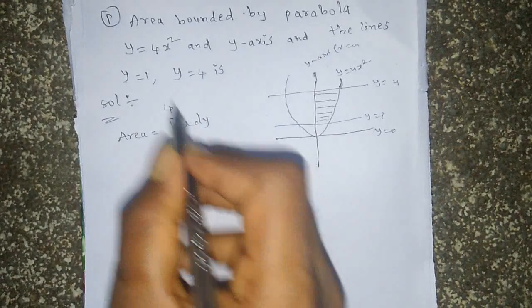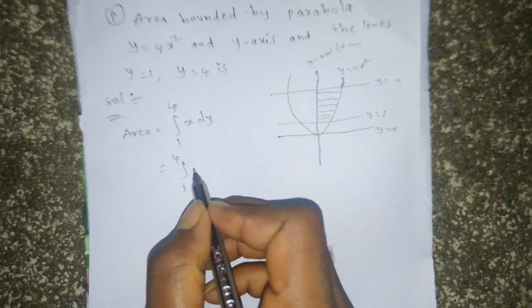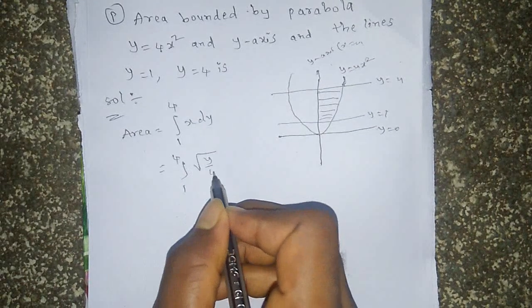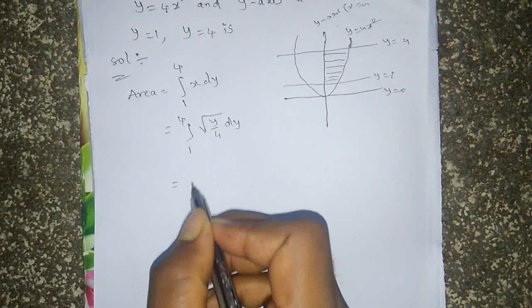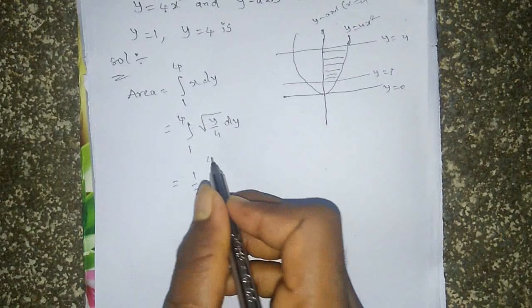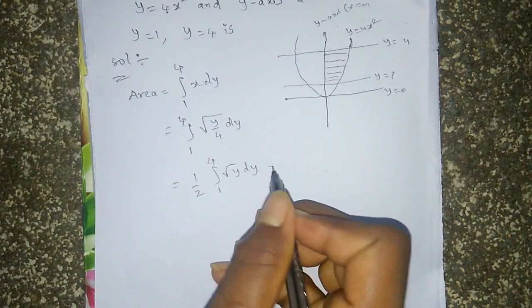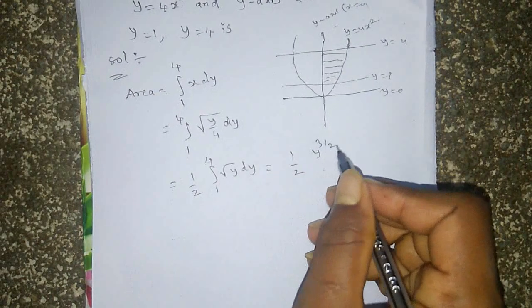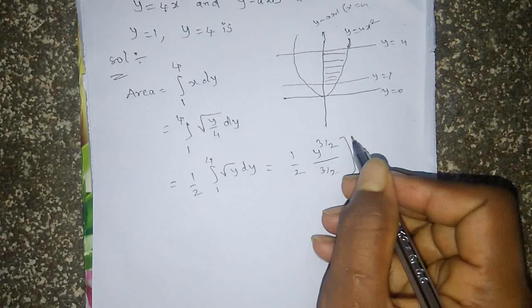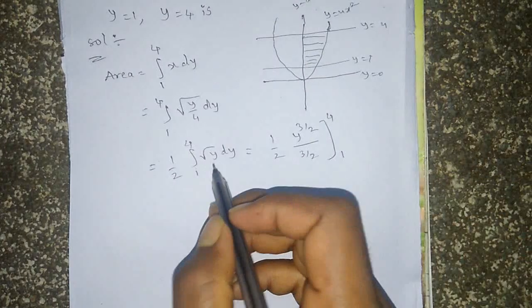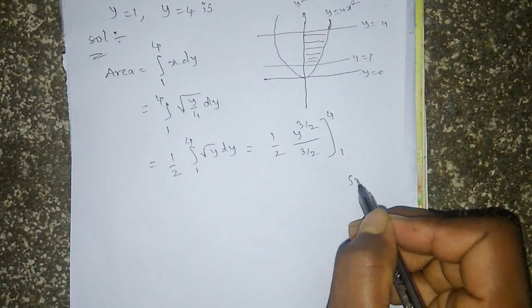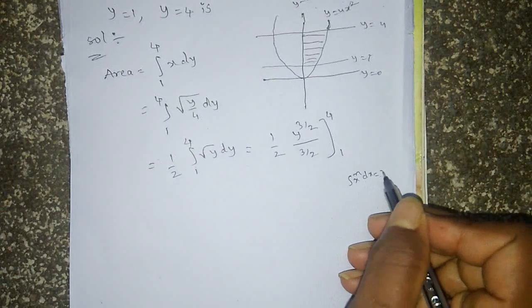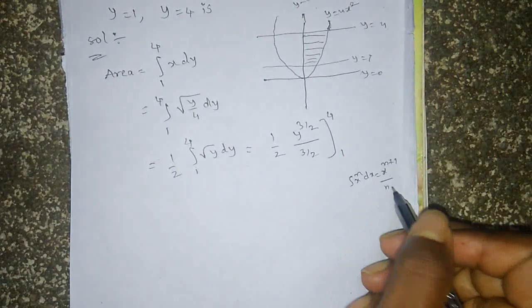That is 1 to 4. x is equal to root of y by 4, root of y by 4 dy, that is 1/2 integral 1 to 4 root y dy. Integration of root y is y^(3/2) by 3/2, limits 1 to 4. What is the formula? Integral x^n dx is equal to x^(n+1) by n+1, formula.